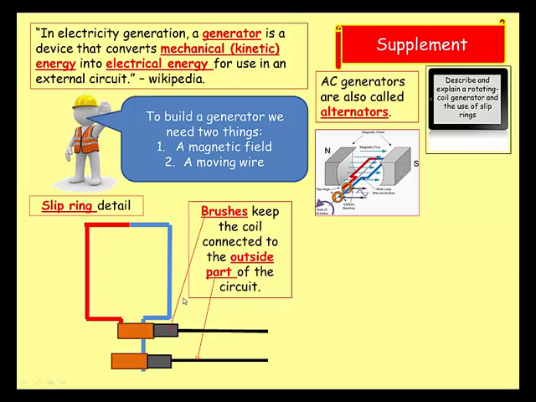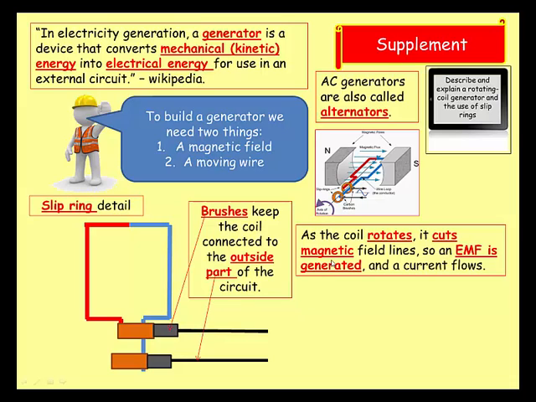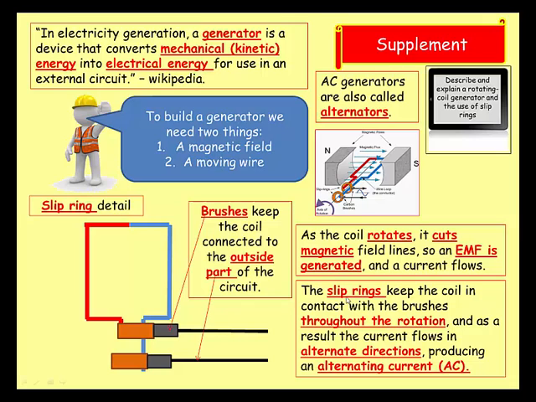The brushes are in contact with the slip rings. So brushes keep the coil connected to the outside part of the circuit. As the EMF is generated in the coil by movement in the magnetic field, that current is then taken away by these brushes. As the coil rotates, it cuts magnetic field lines, so an EMF is generated, and as I said, a current flows. The beauty of the slip rings is they keep the coil in contact with the brushes at all times throughout the rotation, and as a result the current flows in alternate directions, producing alternating current, AC.